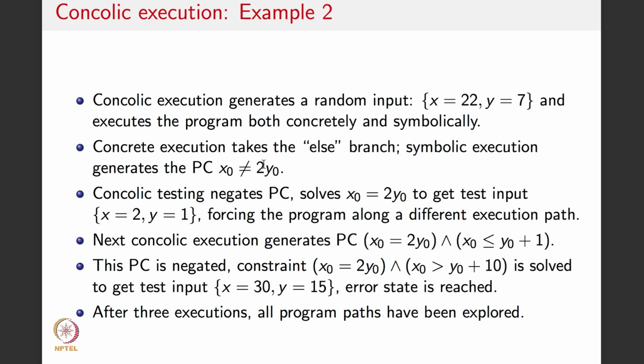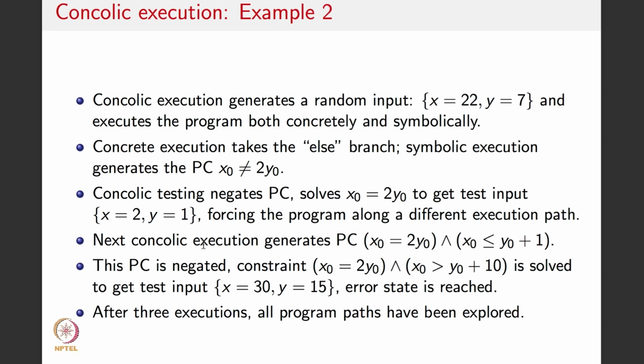What concolic testing will now do is say, okay, the program took the negation of this. I will negate this condition to see what the program will do if it takes the other branch. So it will say: give inputs x and y such that x naught equals 2y naught. Here is one such input, x is 2, y is 1. Now what will it do? It will go to the next statement in the program.